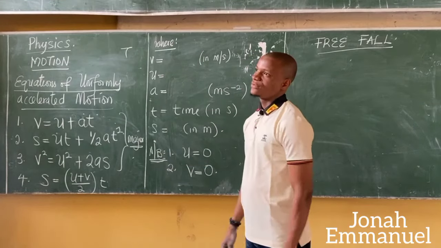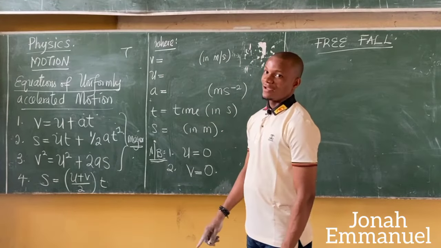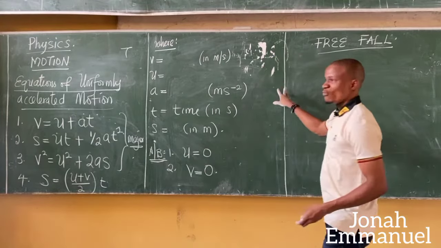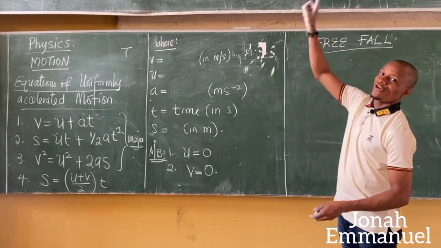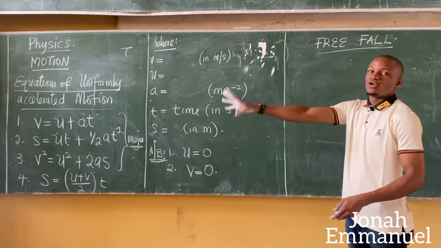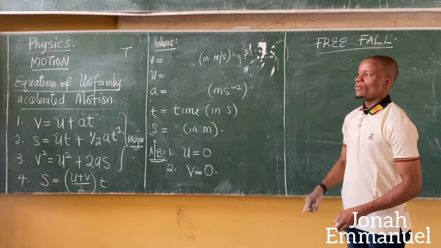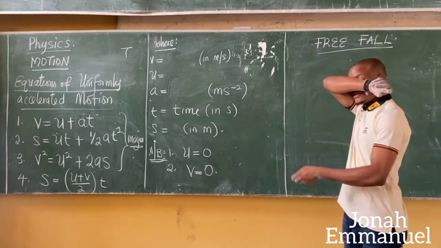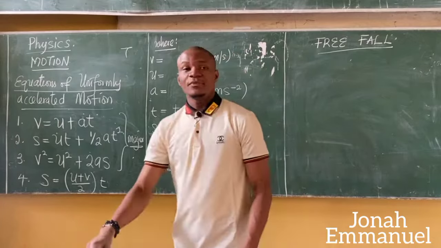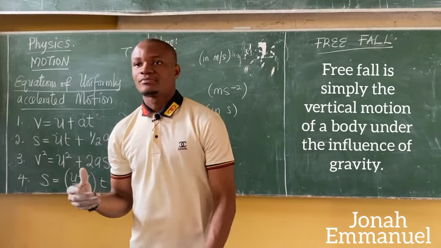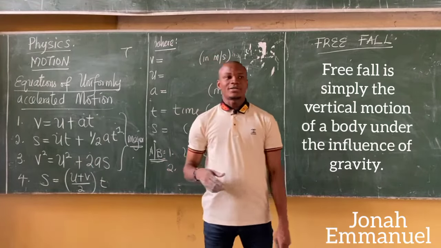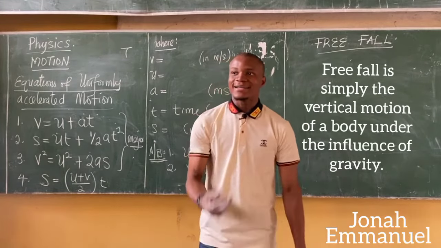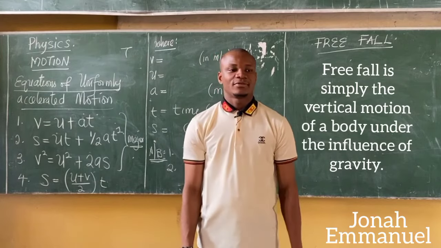Fall is actually the vertical downward motion. But in free fall, we are looking at two cases, both upward and downward. So that's why I'm saying the vertical motion, both upward and downward. Definition please: free fall is simply the vertical motion of a body under the influence of gravity.